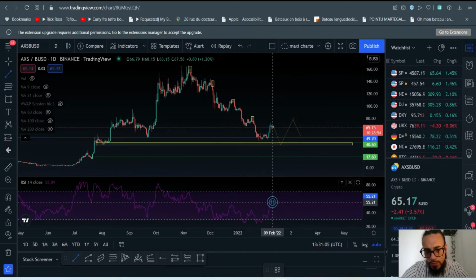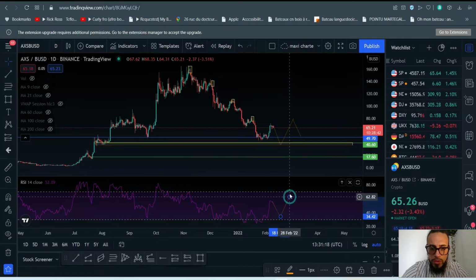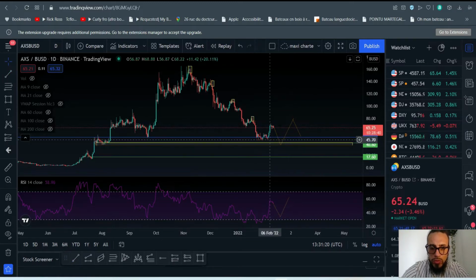Putting on a higher low on the RSI as price puts in a lower low, confirming the divergent signal. That's what we would be looking for here. So now let's zoom in.